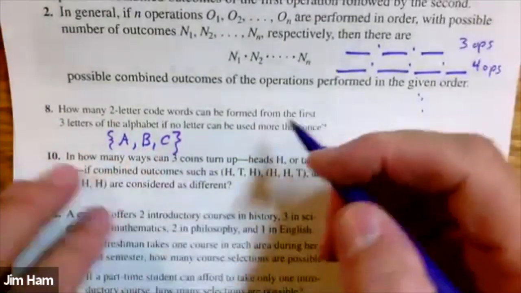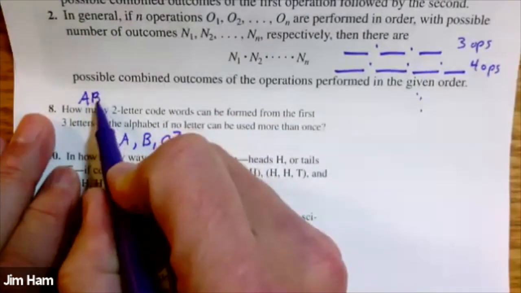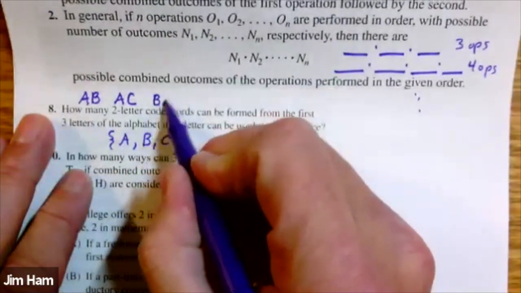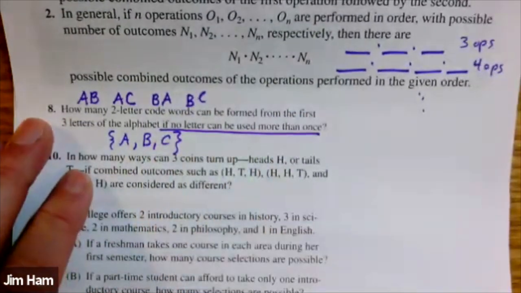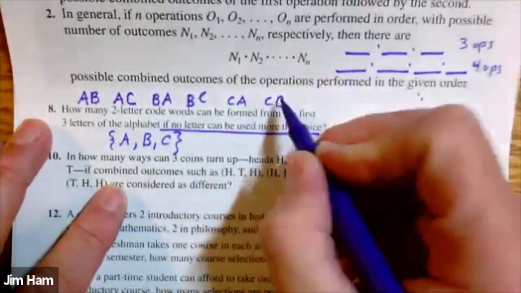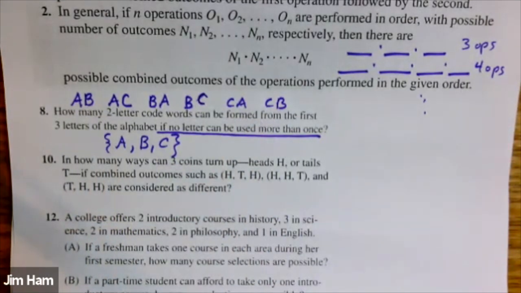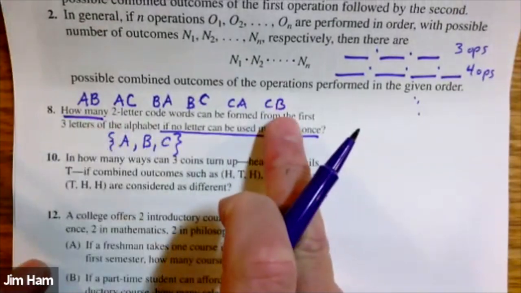So maybe we can just write these down. You could have AB, and you could have AC, and you could have BA and BC. And notice it says no letter can be used more than once, and that's why I'm not writing A twice, or B twice, or C twice. And then you have CA or CB. So the only possible code words that we're talking about are those six. Now they don't ask you for those six, they ask you how many. We know by writing them down this way that there are six.